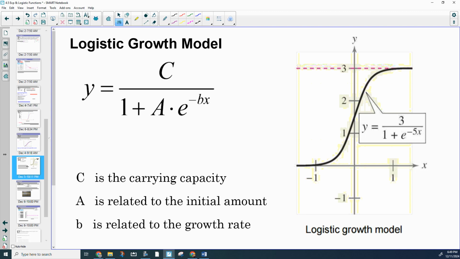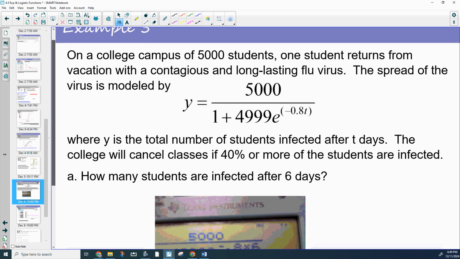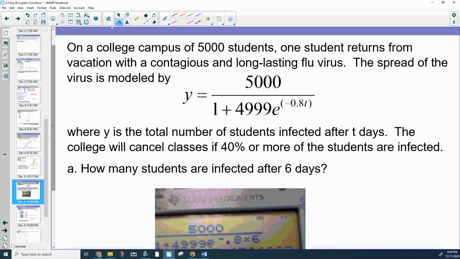So for this particular example, kind of will remind us of the COVID days a little. On a college campus, 5,000 students. One student returns from vacation with a contagious and long-lasting flu virus. The spread of the virus is modeled by this equation. Obviously there's a carrying capacity because it can't have more than 5,000 people with it on campus because that's all that they have. That would be every single person. Y is the number of students infected after T days. College will cancel classes if 40% or more of the students are infected.